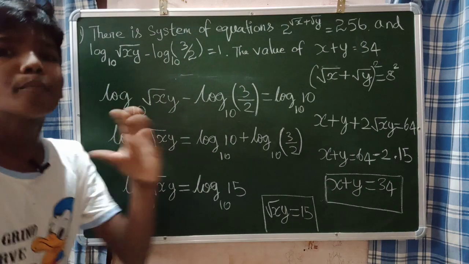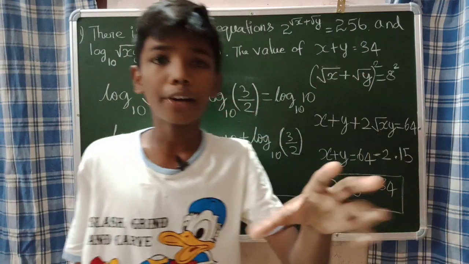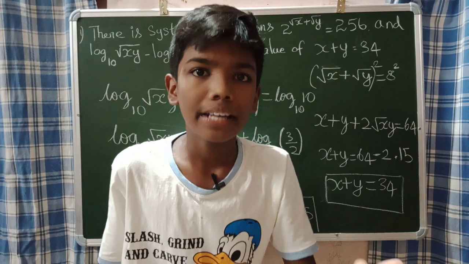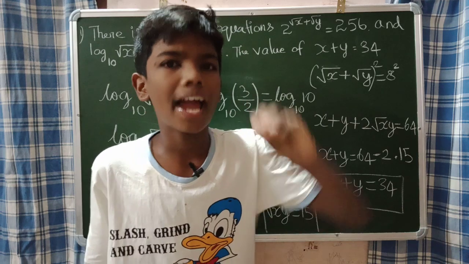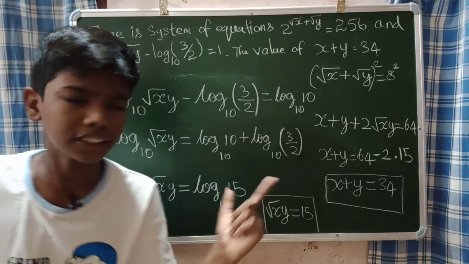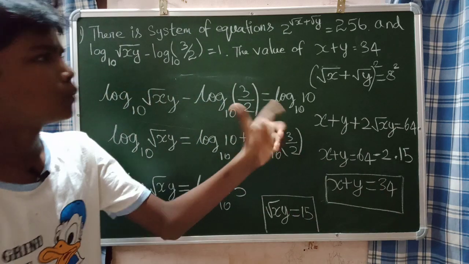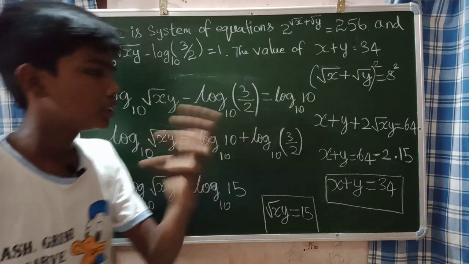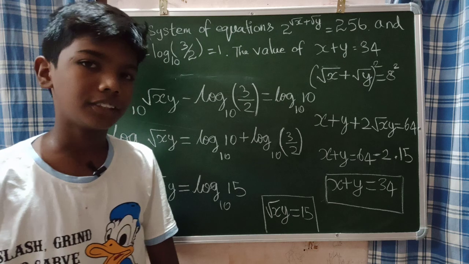How did we find it? I applied some logarithm rules and logarithm functions, and I also used the basic algebraic identities to solve this question. So the answer is 34, guys. This is all about this question. We can move on to our next question.